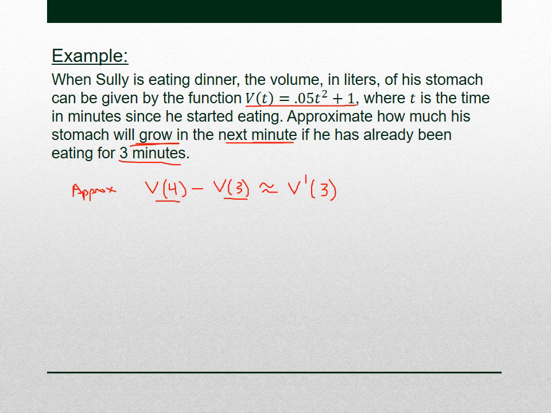So we're going to use that derivative to approximate this. So let's take the derivative. Looks like you'll get, so you have 0.05 t squared, multiply 0.05 by 2 to get 0.1 t plus 1. Well, when you take the derivative, it would go away. So it's just 0.1 t. So now we want v prime of 3. Well, that would be 0.3. So there you go. His stomach will increase by approximately 0.3 liters from minute 3 to minute 4 after he started eating. All right, that's the end of 2.1.